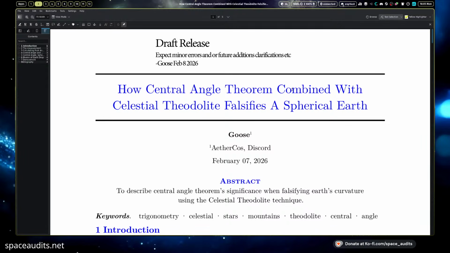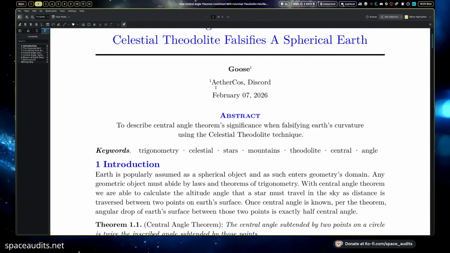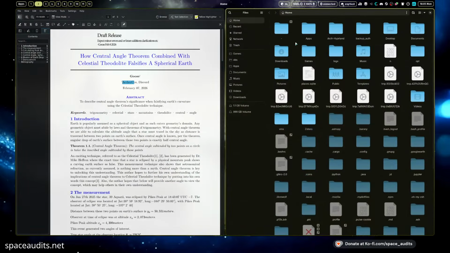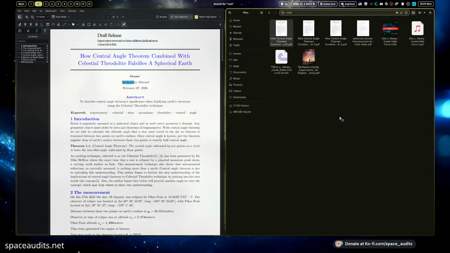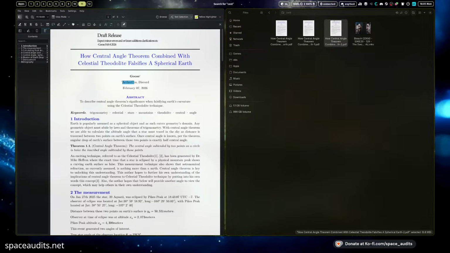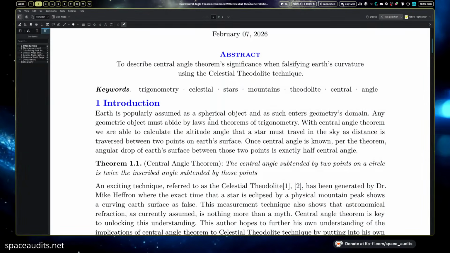The title is "How Central Angle Theorem Combined with the Celestial Theodolite Falsifies a Spherical Earth," by Goose in the Ether Cause Discord. This is a rough draft, so things are subject to change. Obviously, if anyone has any corrections they want to make, let me get a copy to everyone in case they want to critique it. So, Celestial Theodolite update 36. Okay, the PDF is in the live chat if anyone wants a copy of that.